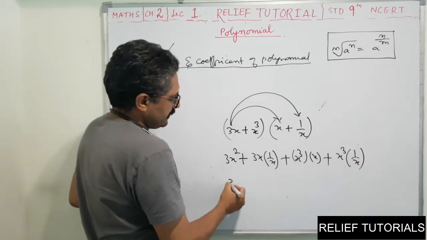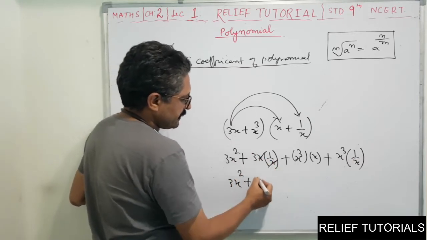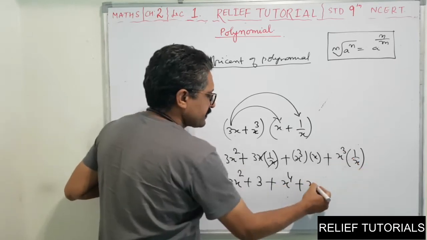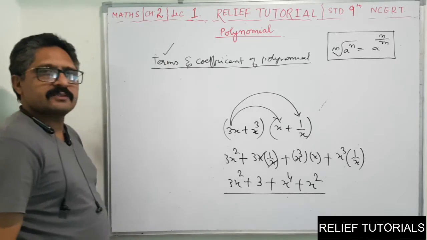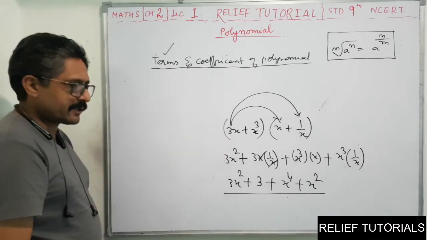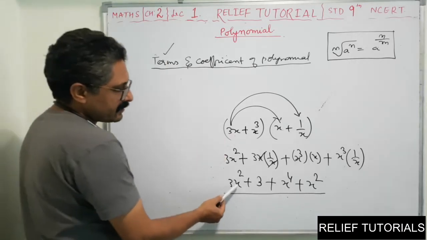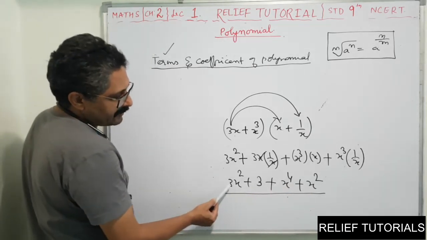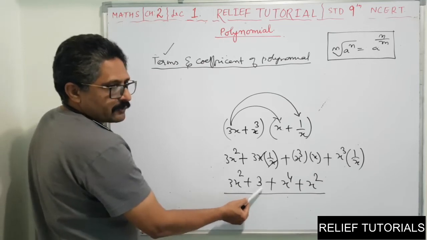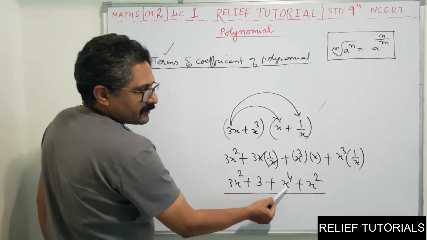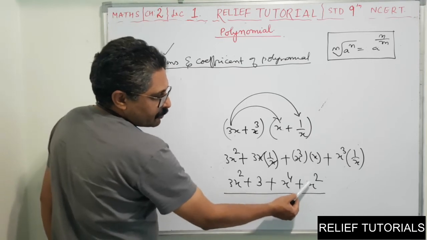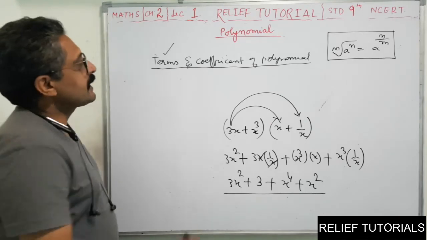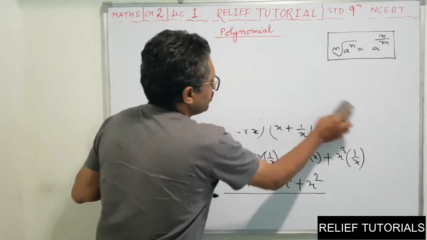See, now 3x square, plus x cancels, so 3, plus here x raised to 4, plus here x and x cancel, so x square. So these are the terms. So there are 4 terms in this algebraic expression: 3x square, plus 3, plus x to 4 and x square. If you talk about the coefficients, the coefficient of the first term is 3, the coefficient of the second term is 3, the coefficient of the third term is 1, the coefficient of the fourth term is also 1. Have you got it? So these are the terms and coefficients of a polynomial.